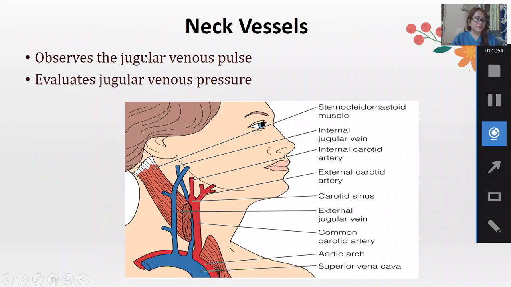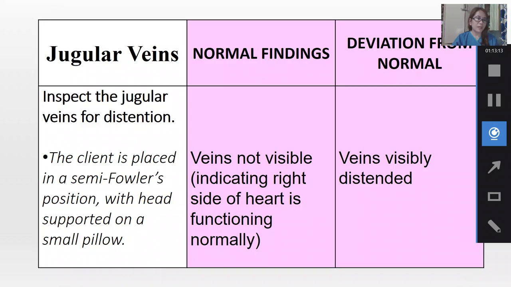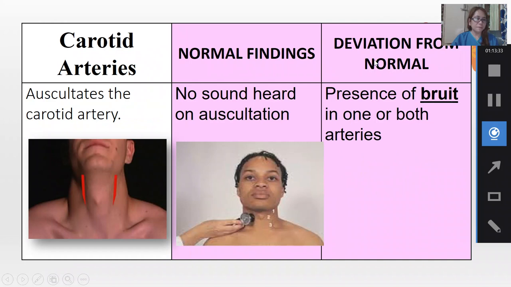cm. Okay, for the neck vessels, you have to observe the jugular venous pulse. Evaluate the jugular venous pressure. So, observe. So, dapat agad walang pulsation yan. Okay, kung may pulsation man yan, tingnan mo kung may bruit sounds ba yan. Okay, the client is placed in a semi-Fowler's position with the head supported on a pillow. Dapat, the normal findings, veins not visible, indicating that the right side of the heart is functioning normally. Okay, abnormal na kapag may veins visibly distended.